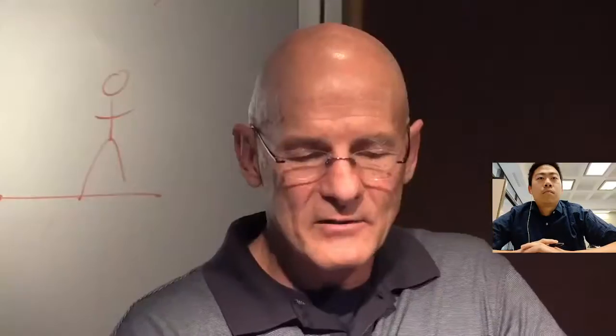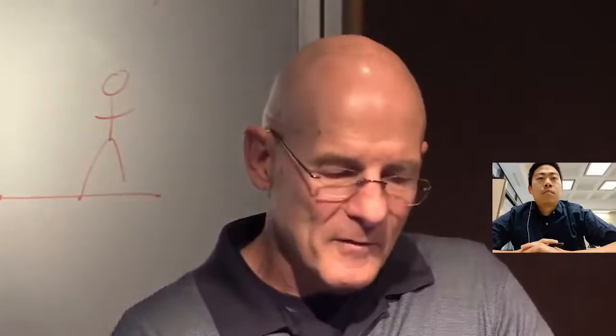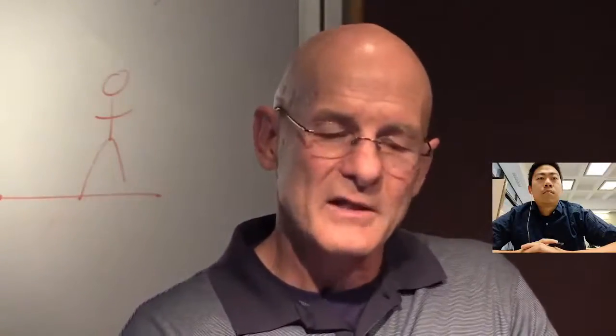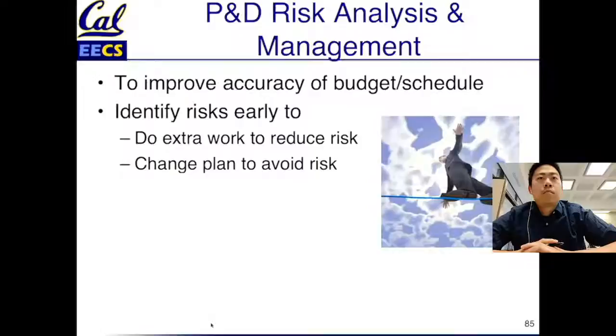Now, to try and increase your chances of hitting the target, borrowed from the business school, there is risk analysis and management. So basically, you're trying to make this more accurate. You're trying to guess what the risks are going to be before you do it. And so what do you do if you identify a risk? Well, you can do extra work to reduce the risk, do extra work to prepare yourself, or change your plan so that risk goes away.